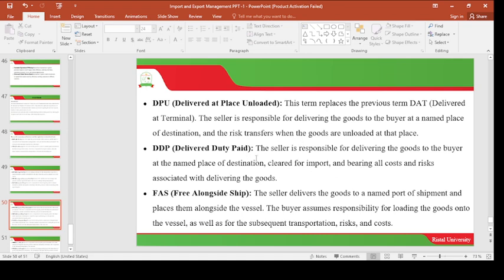So we go to DDP, that is delivered duty paid. The seller is responsible for delivering the goods to the buyer at the named place of destination, cleared for imports, and bearing all costs and risks associated with delivering the goods. So delivered duty paid means that the seller is responsible for everything. One, transportation cost. Two, customs clearance for imports, and all the costs, for example the cost for the goods, and the risks associated are also borne by the seller. So the buyer will just receive his goods at his named place.